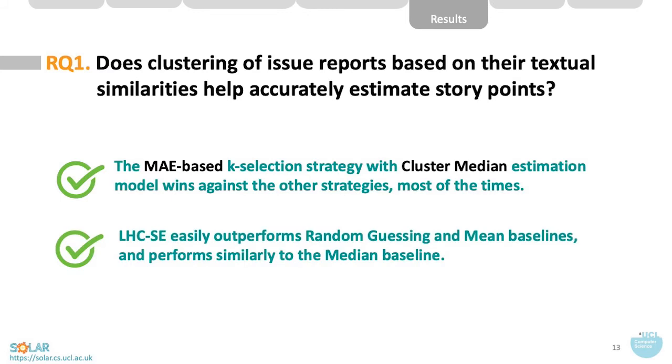To answer our first research question, we compared the 9 models produced by the combination of 3 case selection strategies and 3 estimation strategies to find the best performing strategy over all projects. The results of win-loss-tie showed that the variant with MAE-based case selection strategy with cluster median estimation model is the best performing one. Then we compared this variant to the 3 baselines. The results showed that LHC-SE easily outperformed random guessing and mean baselines and performs similarly to the median baseline.